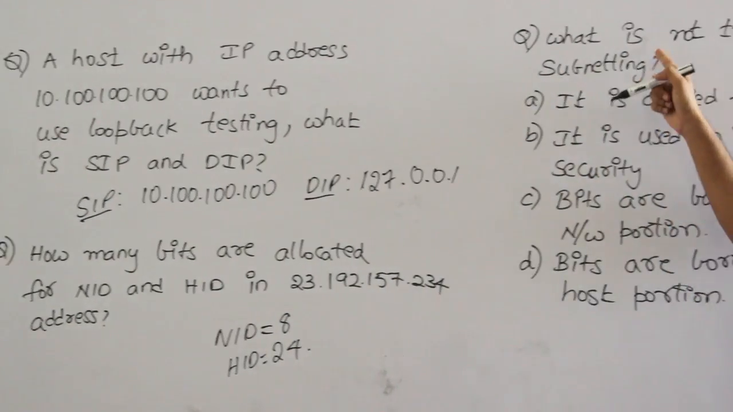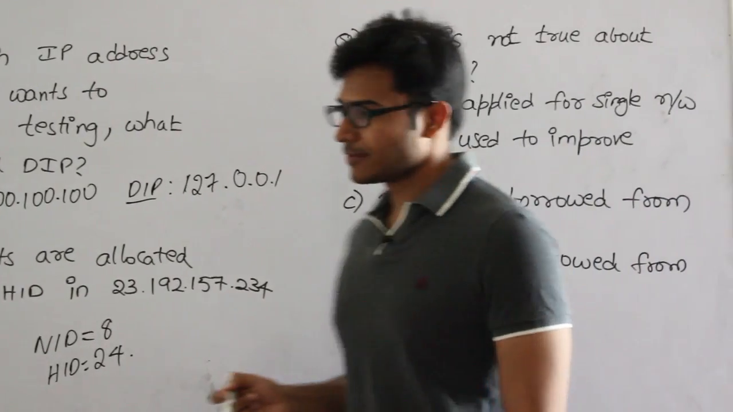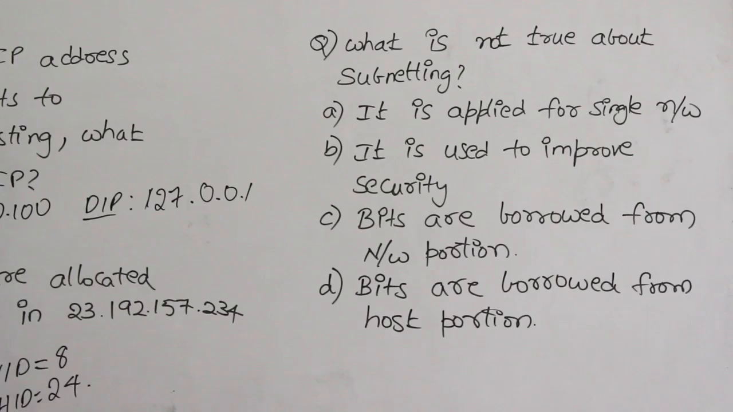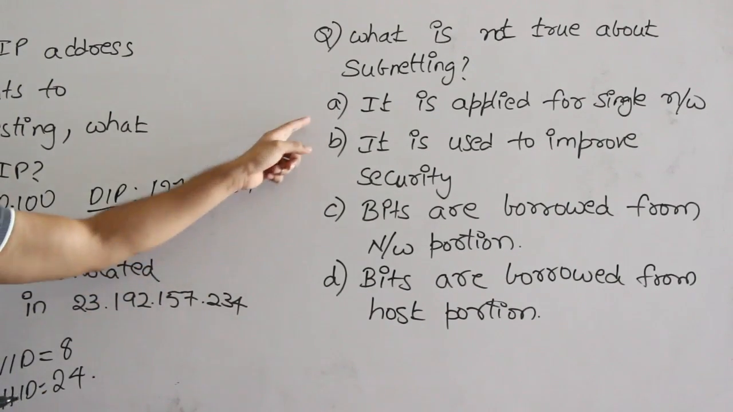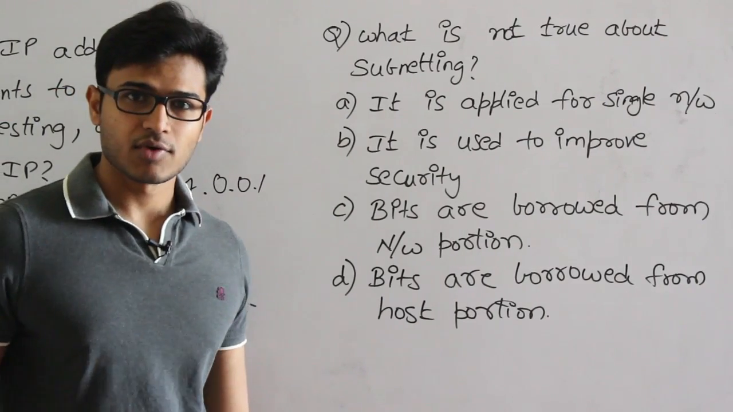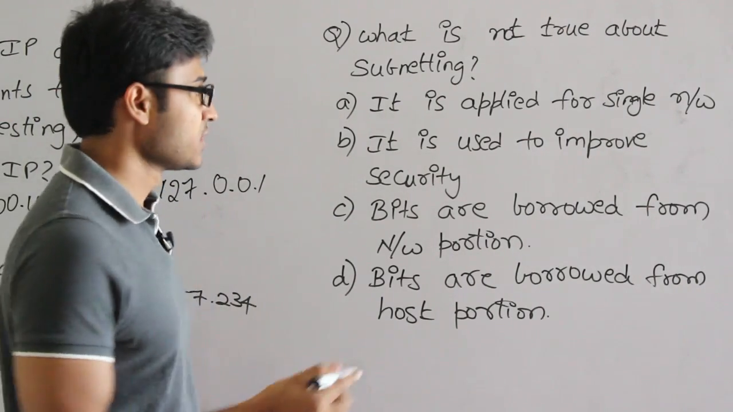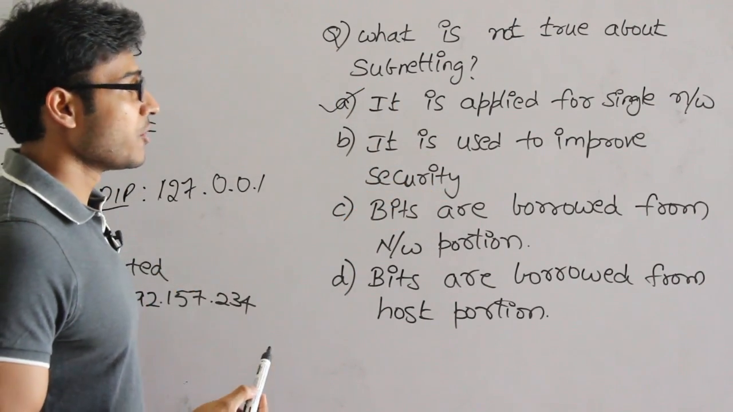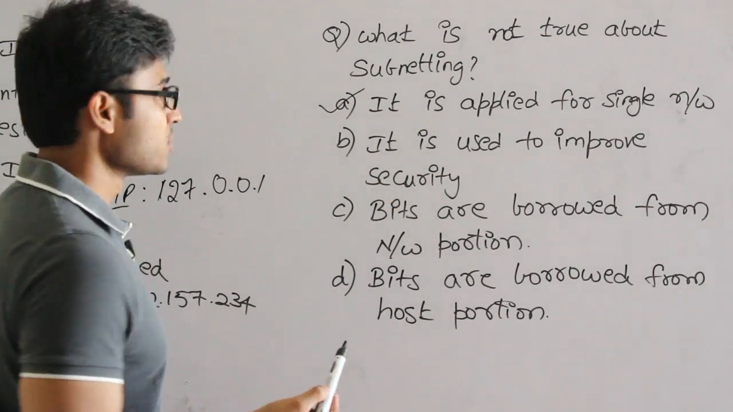Now look at this. What is not true about subnetting? Which means if you look at the concept of subnetting, what are the various points about it? It is applied for a single network. Yes, subnetting is nothing but dividing one big single network into many small networks. Therefore it is applicable for a single network. It is used to improve security. Yes, I told you that it is used to improve security.